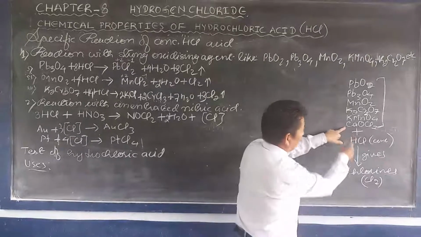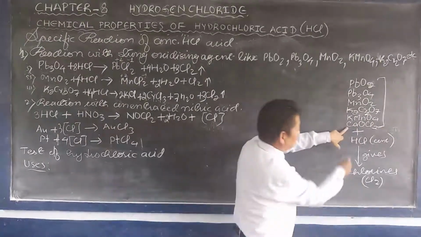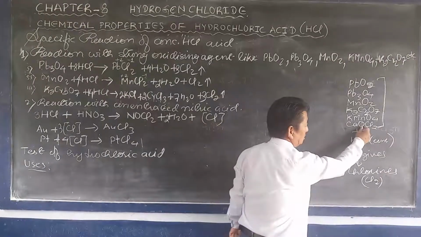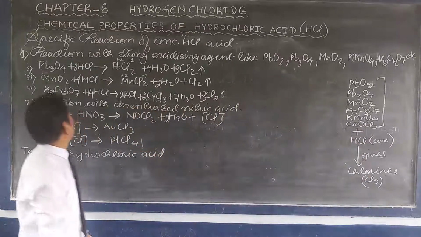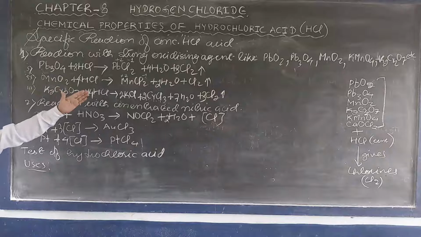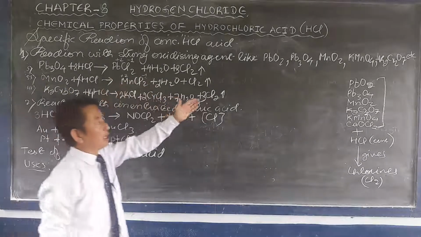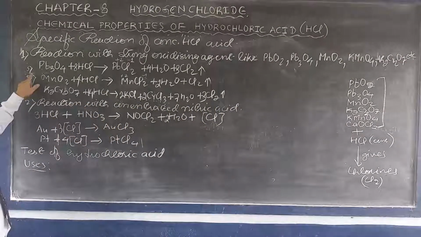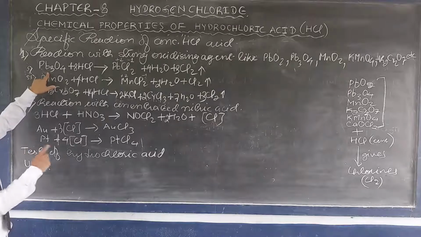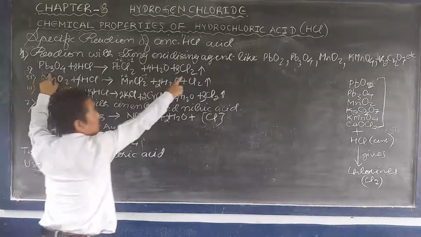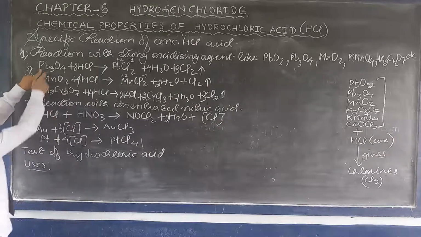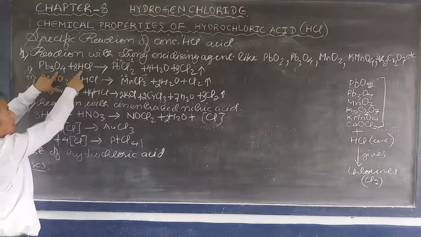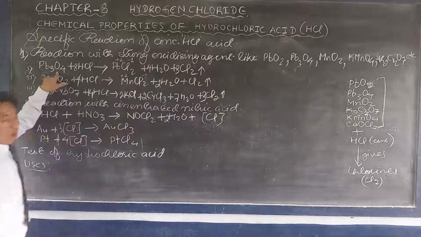Bleaching powder. Here, greenish yellow chlorine gas is evolved. This calcium combines with the chloride of hydrochloric acid, calcium chloride. Oxygen combines with hydrogen, water molecule. Here, reaction with strong oxidizing agents like lead dioxide, red lead, manganese dioxide, potassium permanganate, potassium dichromate. Here, red lead, when it reacts with concentrated hydrochloric acid, greenish yellow chlorine gas is evolved. This basic radical lead combines with chlorine, lead chloride. This oxygen combines with hydrogen, H2O, water molecule.